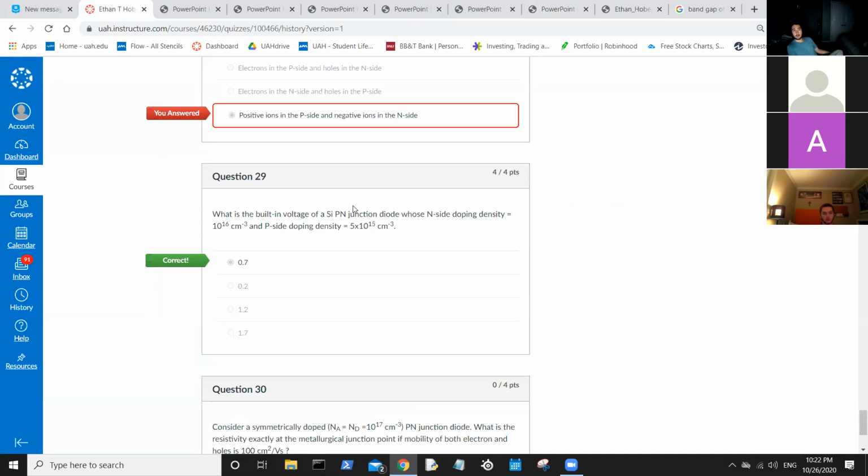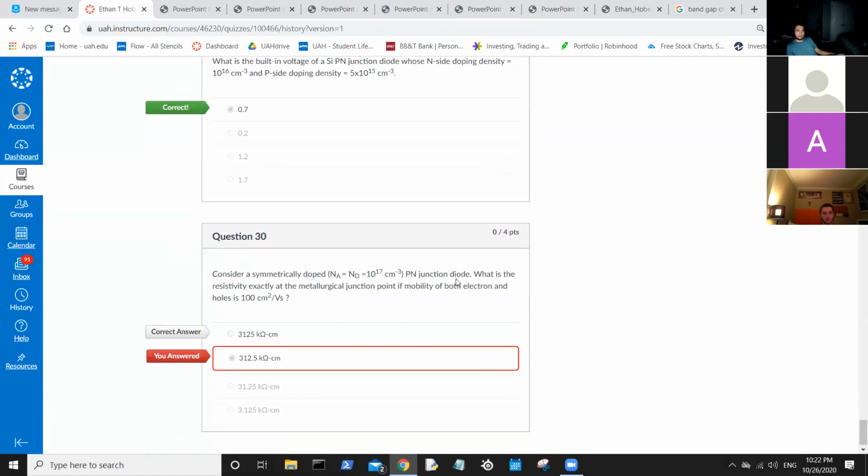out two answers here. Anything over 1.12 is wrong because that's greater than the band gap of silicon. That's a no-no. That's never going to happen. So 1.2 and 1.7 are already out. So from there, if you were guessing, you could just do that, but you don't even have to. You can just work this out with the formula. It takes less than 30 seconds.